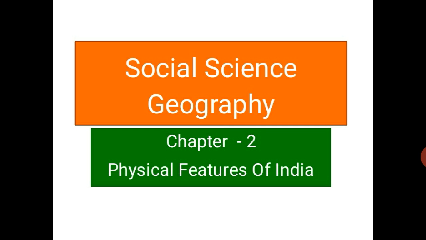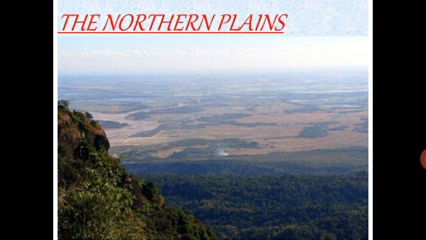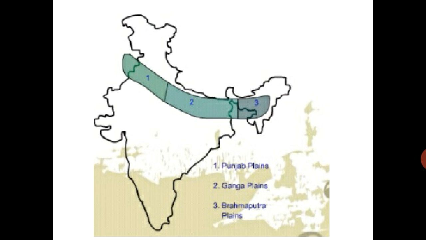We have seen the physical features of India. In that, we have seen about the Himalaya ranges. Now, today we are going to see some more features of India. Northern plains. The northern plain is given in this map.